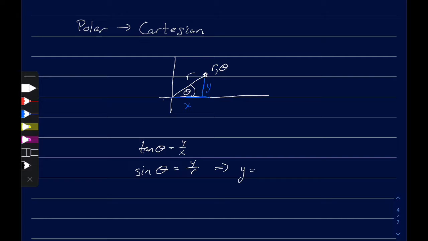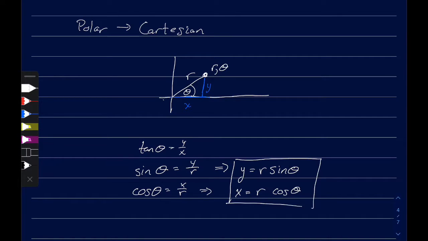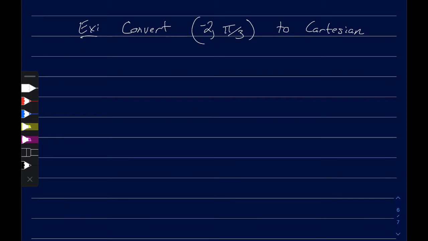And this is going to tell us that y, multiplying both sides by r, is r sine theta. And cosine of theta is equal to x over r. And that tells us that x is equal to r cosine theta. And that's it. That's our simple conversion from polar to Cartesian. So now let's go ahead and look at an example.